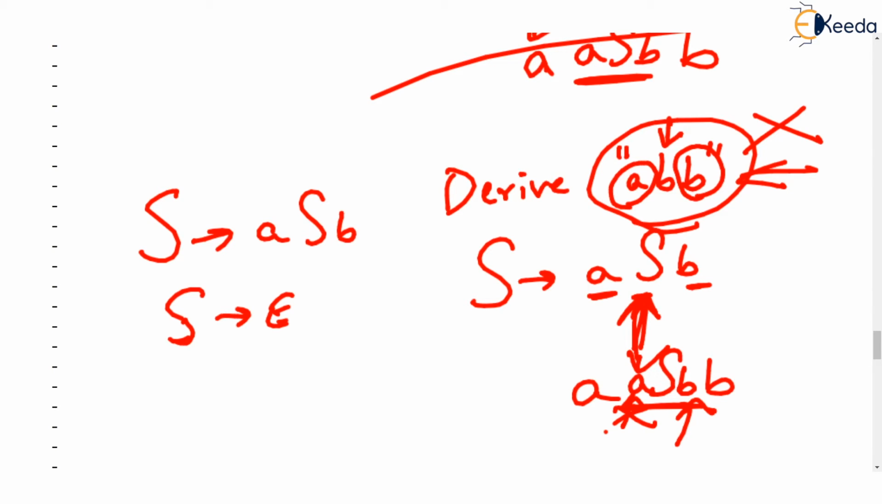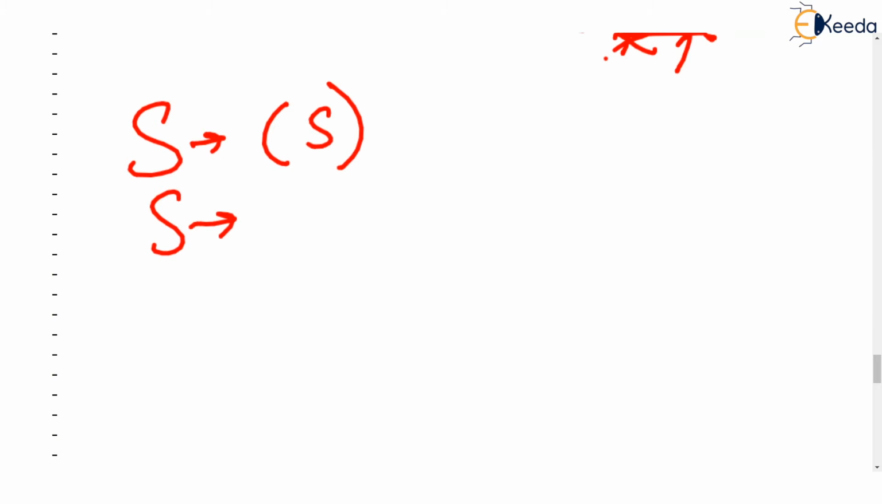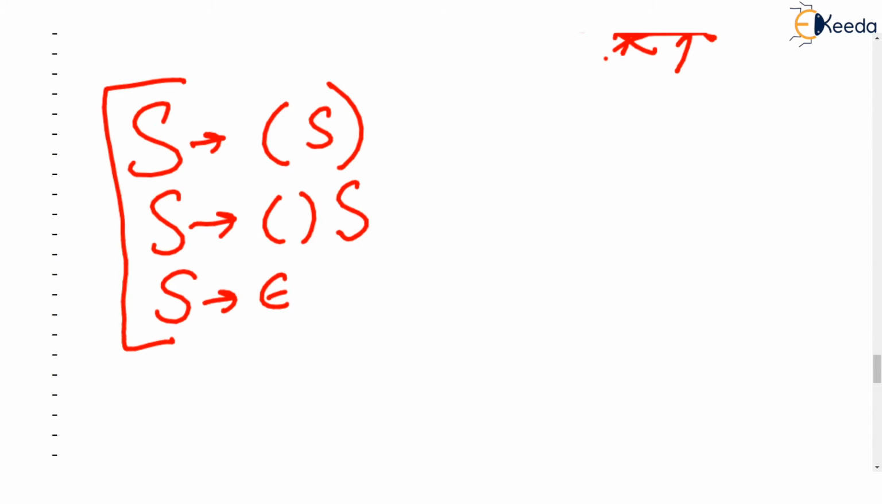Have a look at one more grammar. What if you are given some arbitrary grammar like this? S derives (S), S derives ()S, and S derives epsilon. Now what this grammar is all about: this grammar derives all the strings which have balanced parentheses.